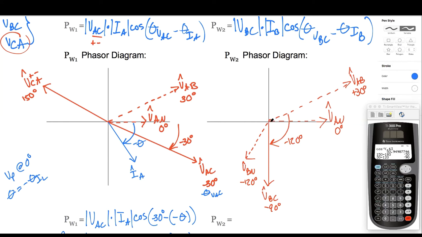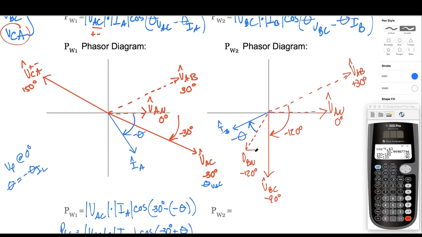If IB is lagging, here's IB. IB lags our B phase voltage, just like IA lags our A phase voltage. Look at this angle. What is this angle right here? Not from 0, but what is this angle from VBN to IB? It's going to be the same negative theta. Does everyone see that? It's the same negative theta. All right.